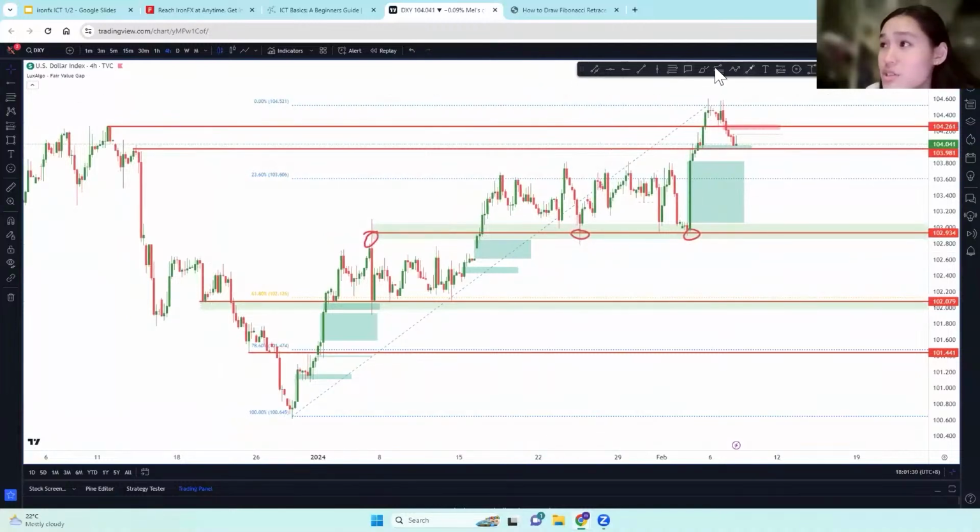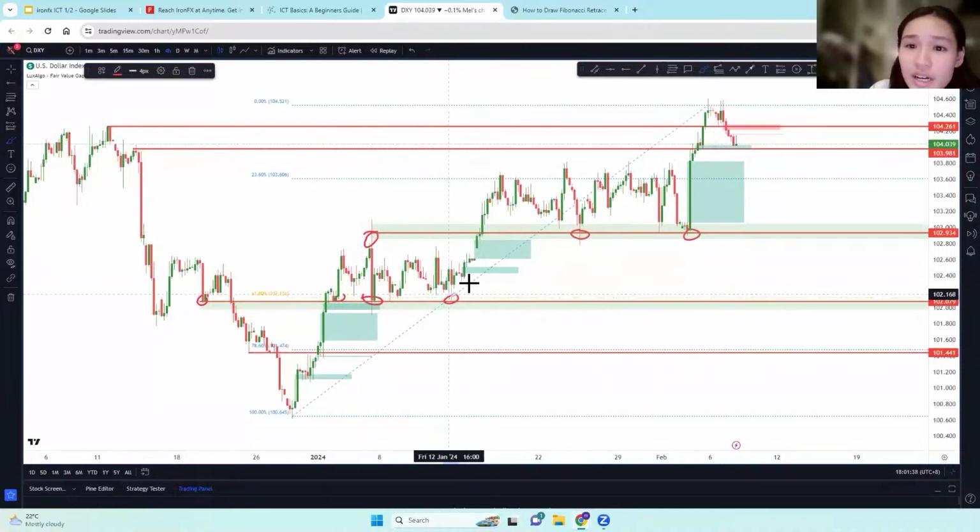The reason I say it's significant is because we have one swing low, two, 3, and 4 levels that are lining up. So we can expect price to be attracted to that area again and then bounce off of it.